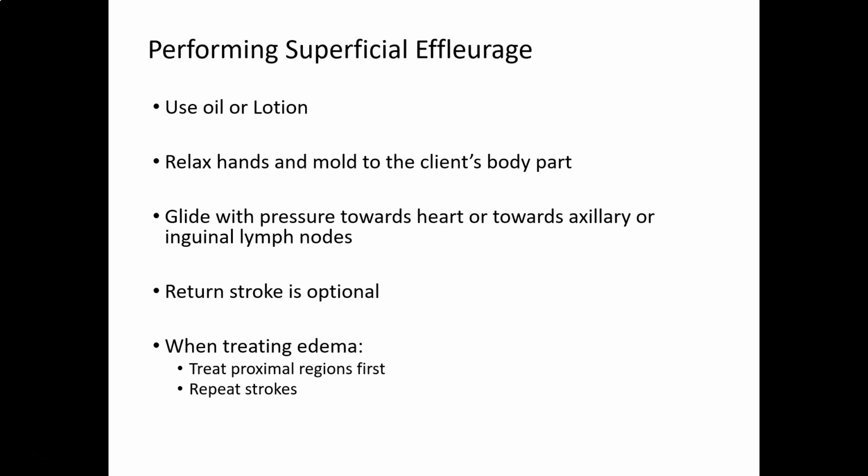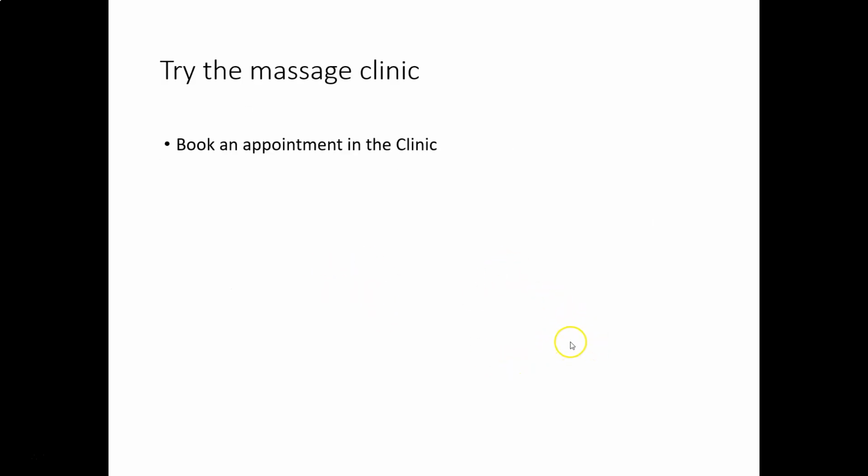Your hands are relaxed. You mold to the client's body. You glide with pressure towards the heart or towards the axillary or inguinal lymph nodes. The return stroke is optional. I always liked to use a return stroke. I would do that superficial effleurage towards the heart or axillary region, and then almost like a light stroke coming back. That's what I would do. When treating edema, of course, we want to treat proximal first and then repeat strokes going proximal, the principle of proximal to distal to proximal. This is where we would apply that towards promoting lymph drainage from an area.